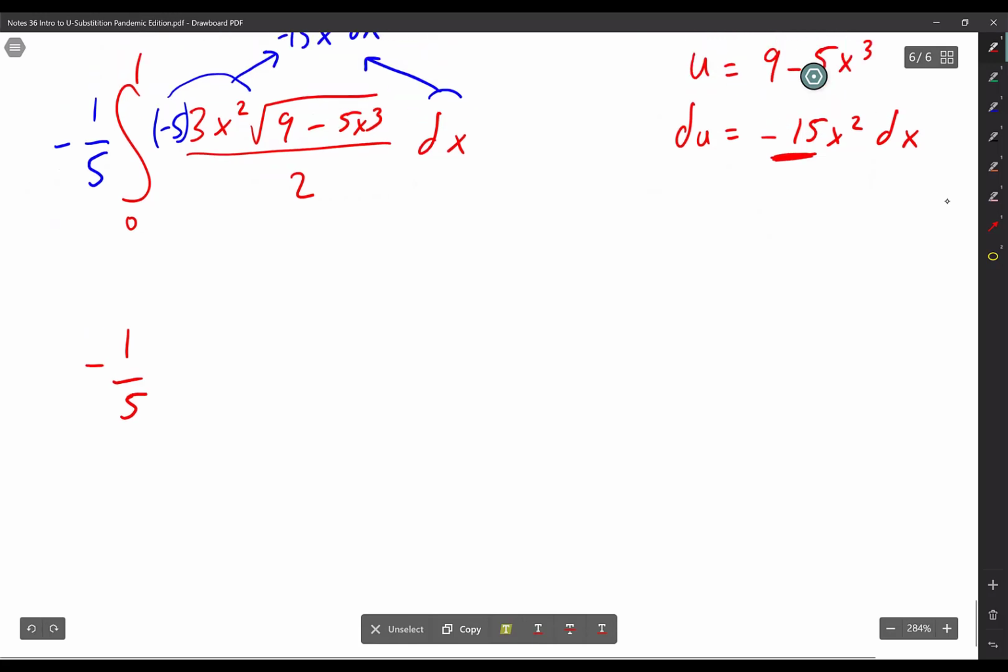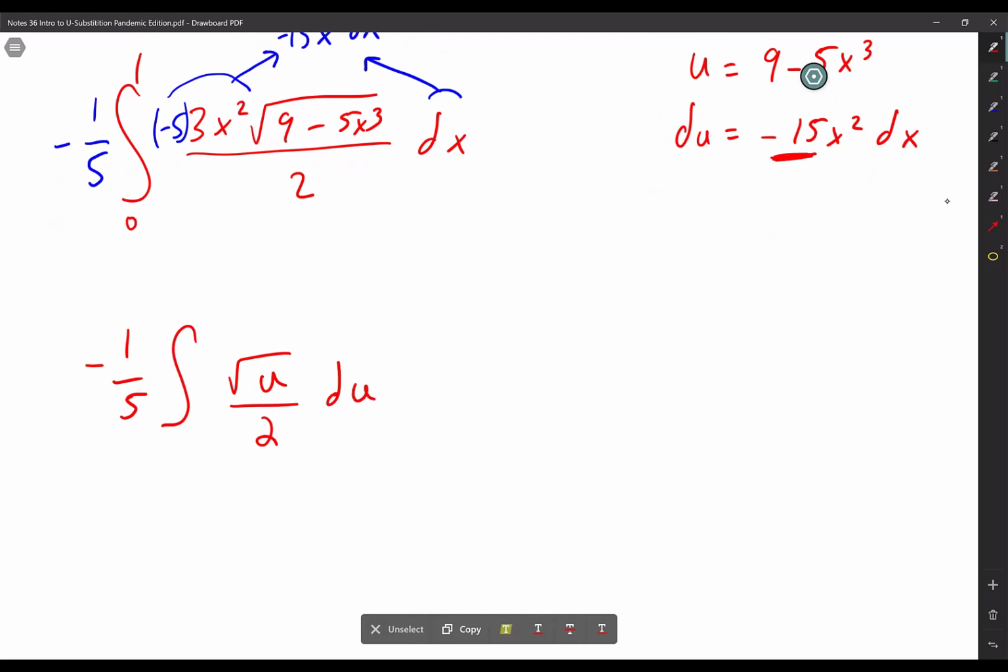Negative 1/5 integral. Don't put limits, leave it alone. Let's rewrite it first so you guys can see it easier. Square root of u over 2. I never did anything with that 2. I should have taken it into account. That's fine, leave it alone. du.